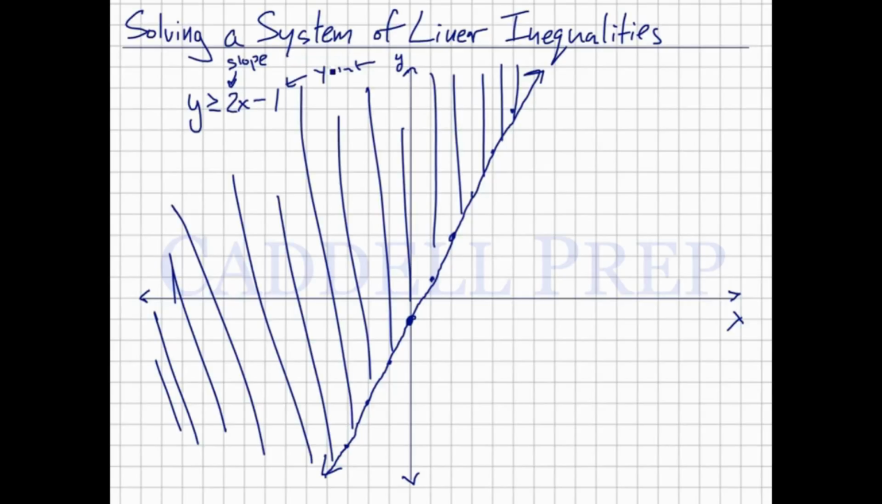We want to go over a system of linear inequalities, so let's look at another inequality. Let's say y is less than or equal to negative 3x plus 1. So now the slope is negative 3 and the y-intercept is 1. So let's start off at 1. We have a slope of negative 3, so we're going to go down 3 and over 1, down 3 over 1, down 3 over 1, then let's go backwards.